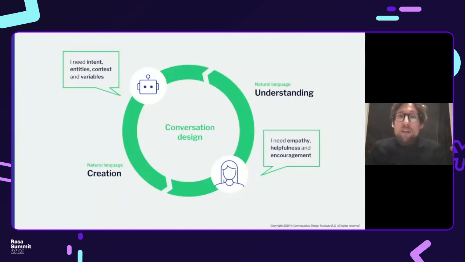So obviously we have natural language understanding technology that translates natural speech into structured data, allowing the AI assistant to respond. But on the other hand, we have a human, and a human wants empathy and helpfulness, and sometimes it wants a compliment and some encouragement, right? So when we create language, we really need to make sure that that is what we give to people. And if we want to have proper conversations between people and AI, then natural language creation needs to be equally important as natural language understanding. And they should all be equally important.